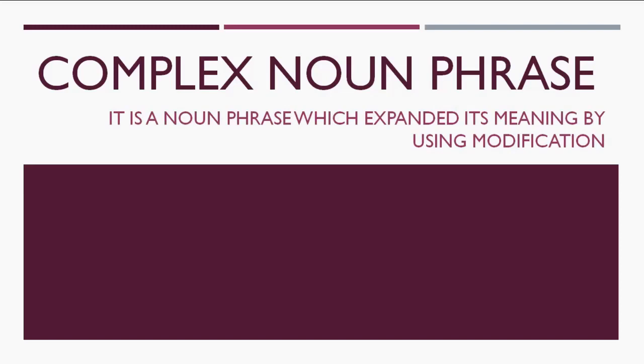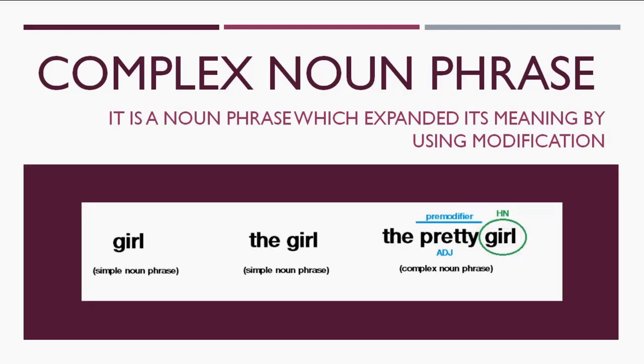In the following examples, we can see two simple noun phrases as girl and the girl. But then we can see an example where we have expanded the meaning of the simple noun phrase girl by adding a pre-modifier, which is in this case the adjective pretty.